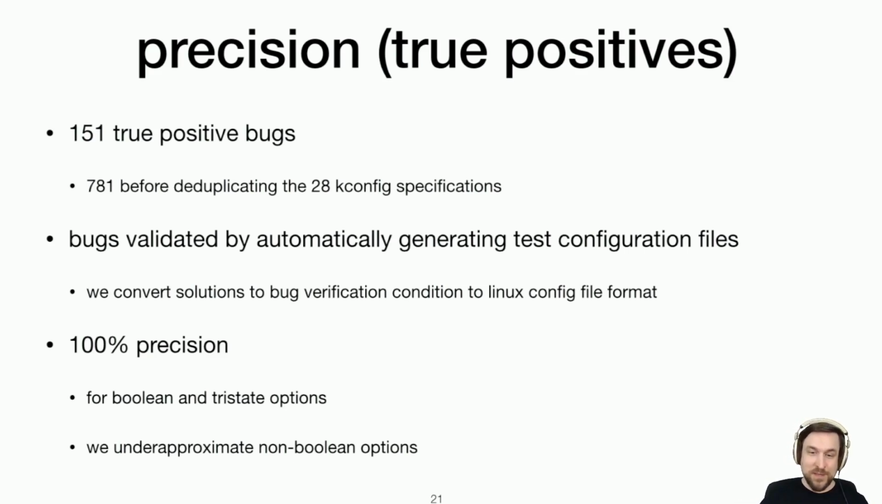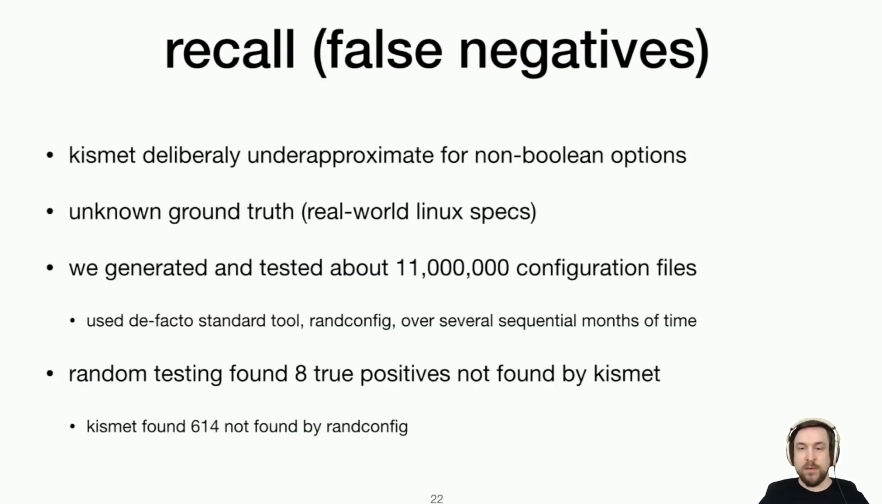But precision is not the whole story for accuracy. So we modeled Boolean and tri-state options, but we did some tricks to make non-Boolean stuff faster. We didn't model it completely or soundly. And so that meant we were open to false negatives. And so we also evaluated that by seeing if we could find any negatives that Kismet missed.